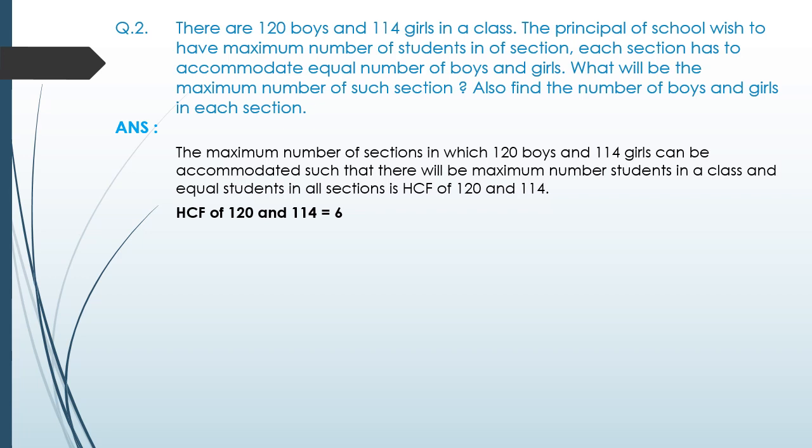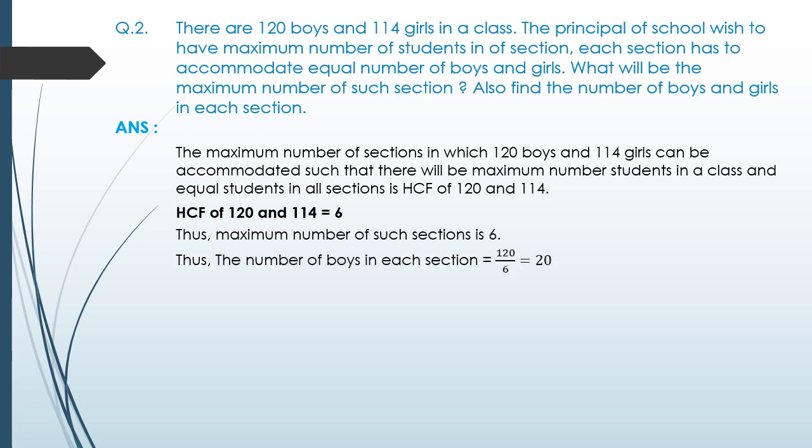But remember that these word problems can be asked for 3 or 4 marks. So you are supposed to write the answer in this way, but remember that you need to calculate the HCF as well as the LCM. It is a must to calculate the HCF and LCM of the given numbers. So the HCF is 6. So here we can write: thus the maximum number of such sections is 6. Then next they have also asked how many boys and girls will be there in each section.